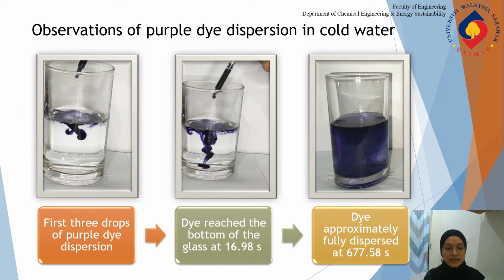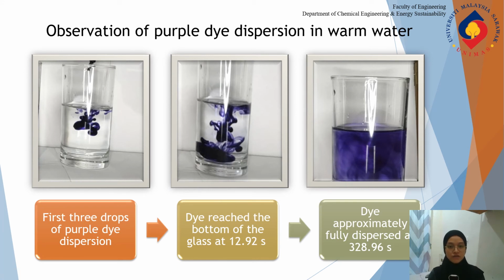For my part, the observation of purple dye dispersion in glass A, cold water. So the first figure shows the first 3 drops of purple dye dispersion. Second picture is when the dye reached the bottom of the glass at 16.98 seconds. And the last figure shows the dye approximately fully dispersed at 677.58 seconds.